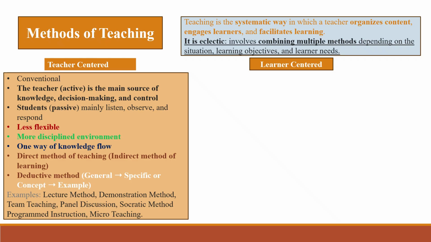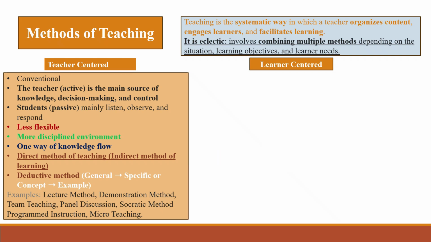Because of this one-way flow, it is called the direct method of teaching. Now here is something important. Even though teaching is direct, learning is not always guaranteed. Students may be listening, but we cannot be 100% sure they have understood. Correct? That's why it is sometimes referred to as the indirect method of learning.